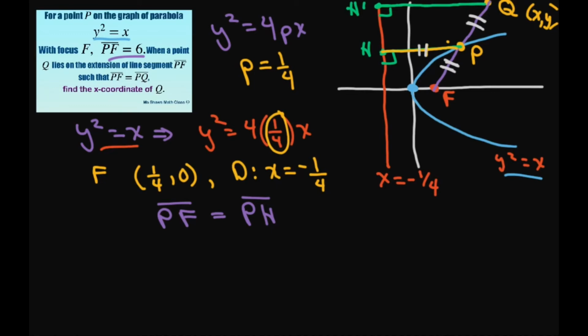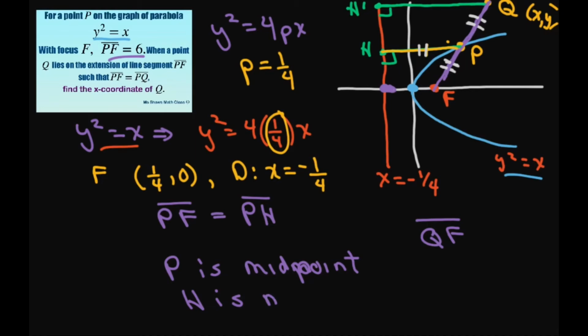All right, now that we have that, we're going to let R be the intersection point of the directrix and the x-axis. That means that P is the midpoint of QF. We already talked about that. And H, therefore, is going to be the midpoint of line segment H prime R. So basically all I'm saying is if P is the midpoint between here, then H, let's see some yellow, is the midpoint between R and H prime.